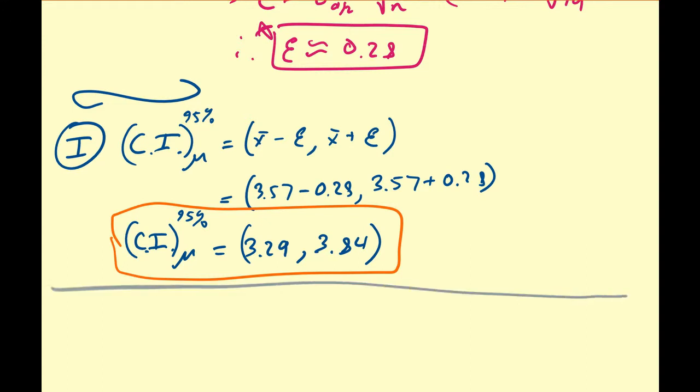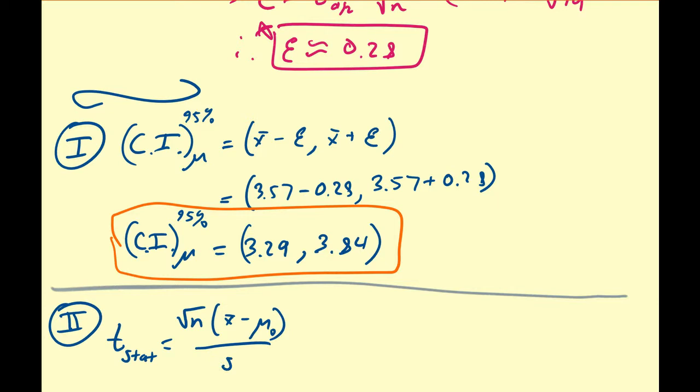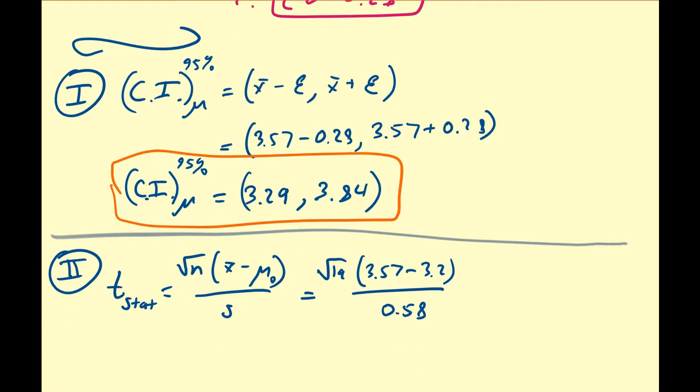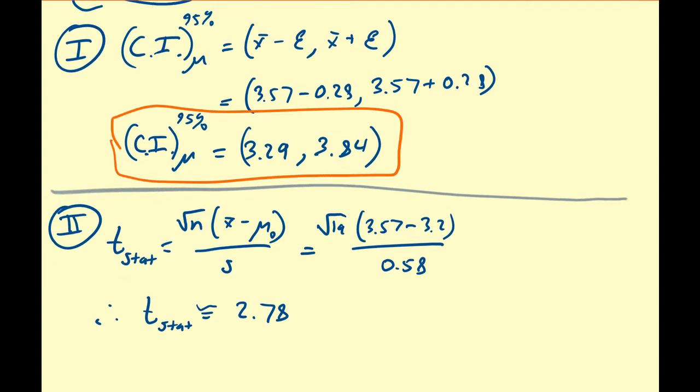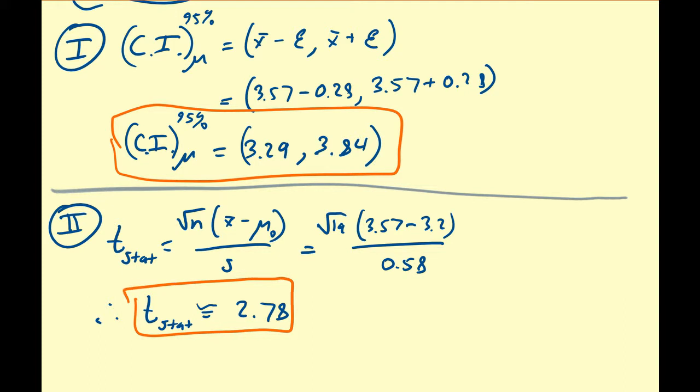So that is one approach, and we'll conclude the hypothesis test in a second. The next thing we're going to calculate is our test statistic. That's going to be equal to the square root of n times x bar minus mu 0 divided by the standard deviation of the sample. So that's the square root of 19 times the sample mean, 3.57, minus the hypothesized mean, 3.2, over the standard deviation of the sample, 0.58. So the test statistic for t is going to be approximately equal to 2.78. And we'll conclude some things about that in just one moment.